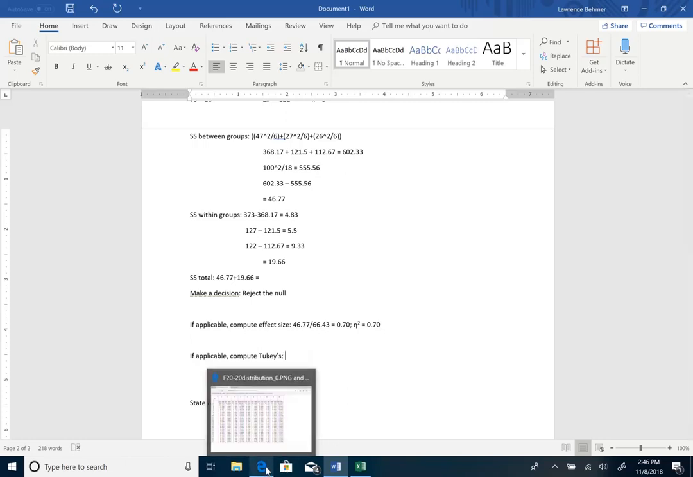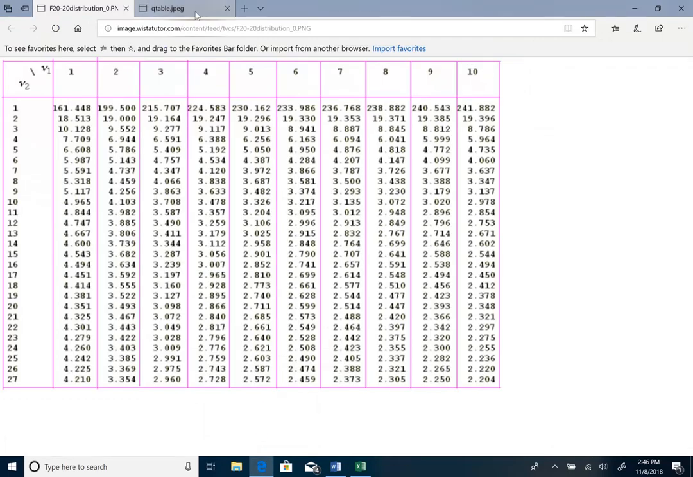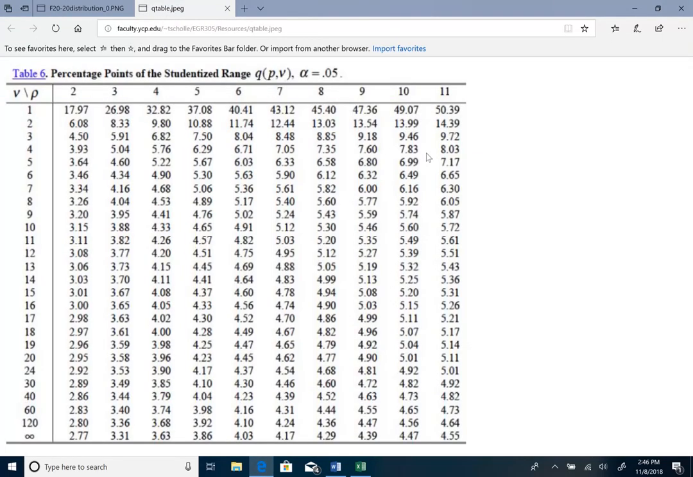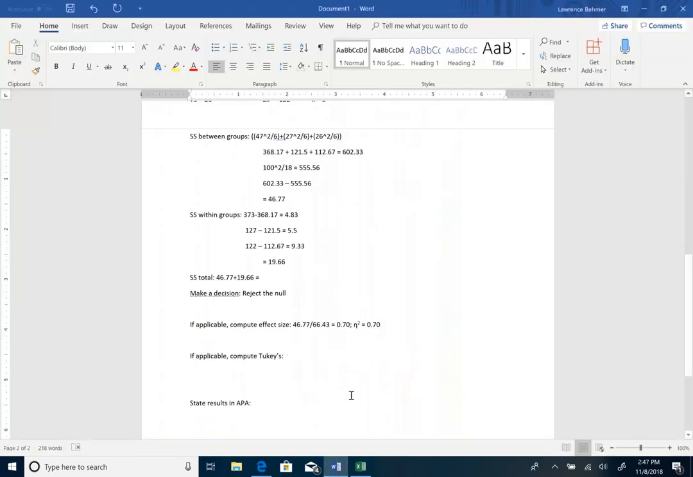The first thing we need to do is use a different table. Here again, just one I pulled up from the internet, but it's the same table as yours, a little bit different. Remember now, in the top row, we don't want k minus 1, but we want to find the column for k, right? Our number of conditions is 3. Then we match that up with our degrees of freedom for within groups, which was 15, and that's going to give us a q value of 3.67. So q equals 3.67.